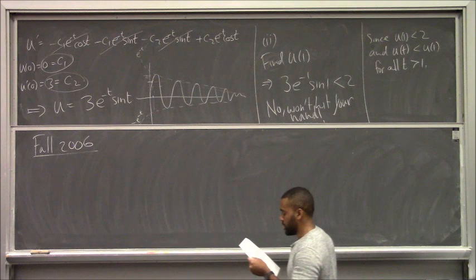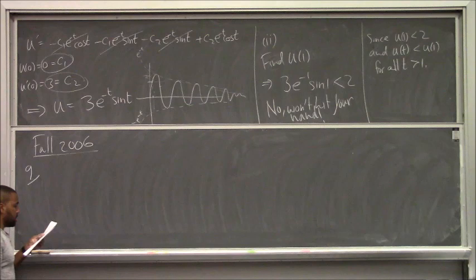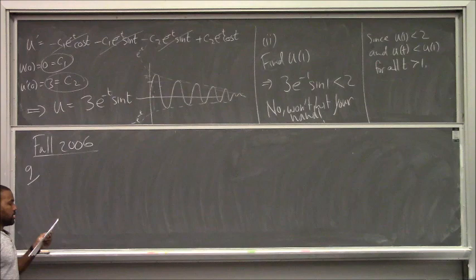So fall 2006, this is problem 9. A 4-pound weight in its equilibrium stretches a spring from which it's suspended 1/2 foot. Beginning at the equilibrium position, it is given an initial velocity of 4 feet per second downwards. Air resistance is proportional to velocity, is 8 pounds when the weight has a velocity of 8 feet per second. Find a function that describes this motion. Use gravity equals 32 feet per second squared.